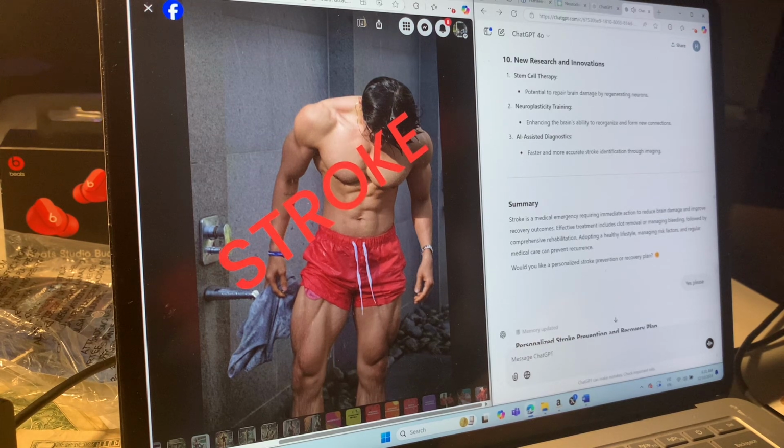2. Causes and risk factors. A. Causes: ischemic stroke, atherosclerosis, blood clots, or irregular heart rhythms, e.g. atrial fibrillation. Hemorrhagic stroke, high blood pressure, aneurysms, or trauma. B. Risk factors: modifiable, hypertension, smoking, obesity, sedentary lifestyle, high cholesterol, diabetes, and excessive alcohol consumption. Non-modifiable: age, risk increases after 55, family history, and prior stroke or TIA.